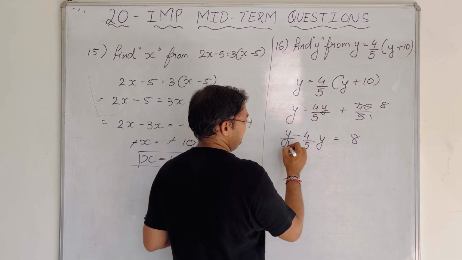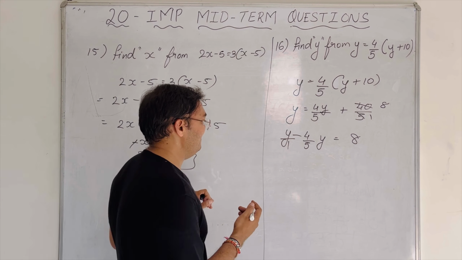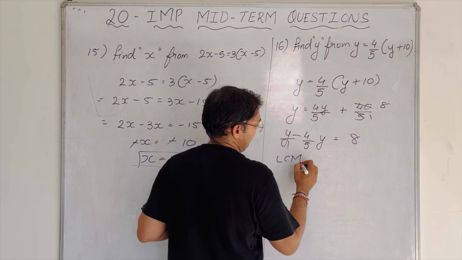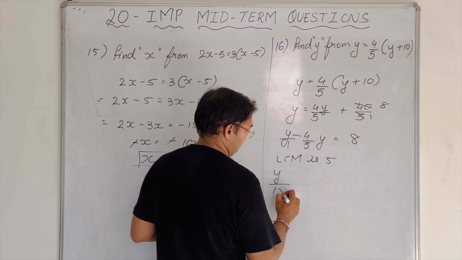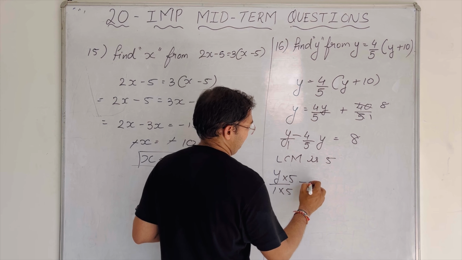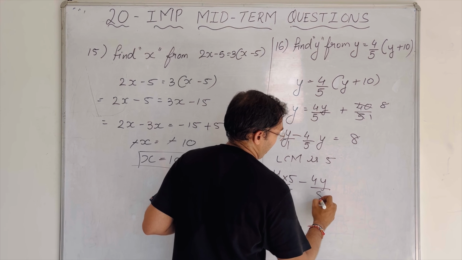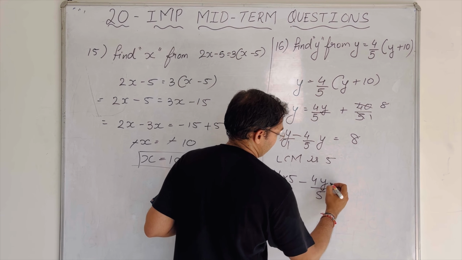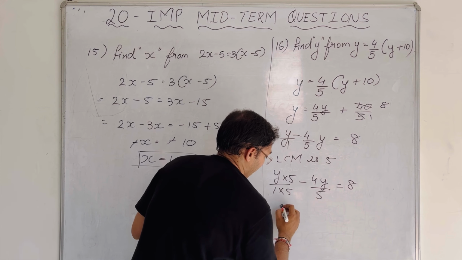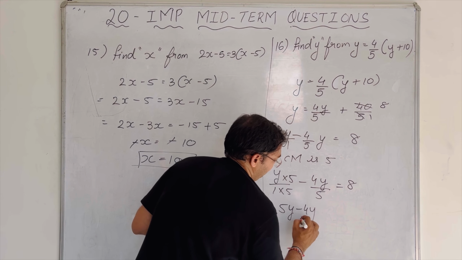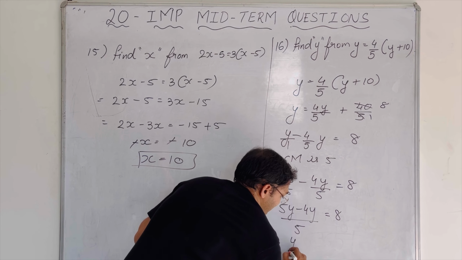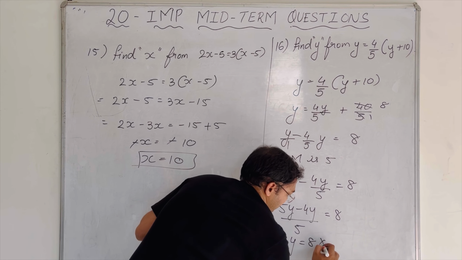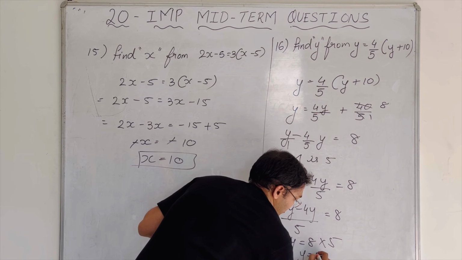Here we need to find the LCM because nothing is there below y. So LCM is 5. So y upon 1 into 5 minus 4y upon 5 equals 8. So 5y minus 4y upon 5 equals 8. So y equals 8 into 5. So y equals 40.